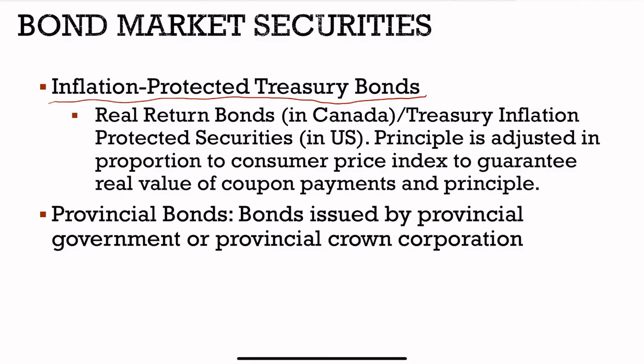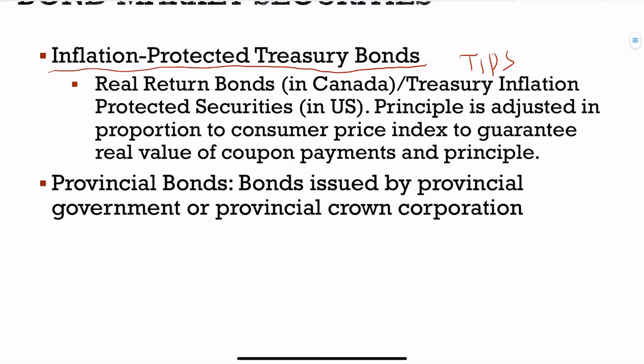inflation-protected treasury bonds work. There are basically two kinds of inflation-protected bonds in Canada and in the U.S. In Canada, it's called real return bonds, and in the US, it's called Treasury Inflation Protected Securities, or TIPS for short. And then there are also these provincial bonds in Canada. These are bonds issued by provincial government or provincial crown corporations.